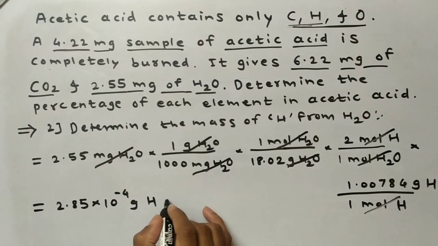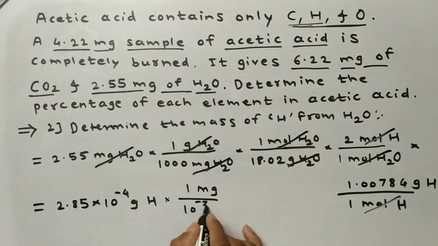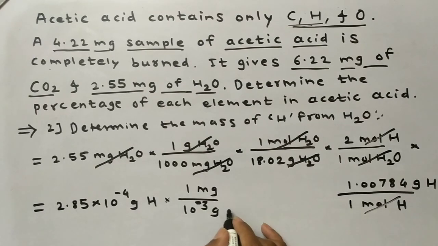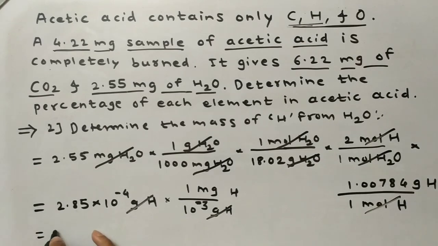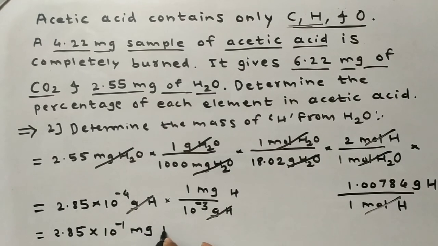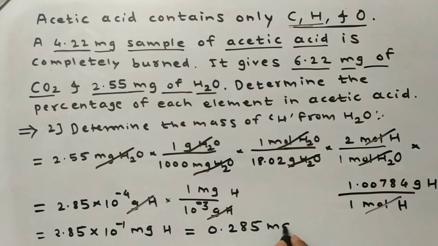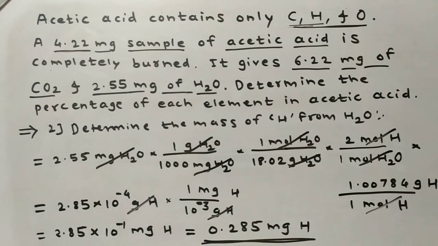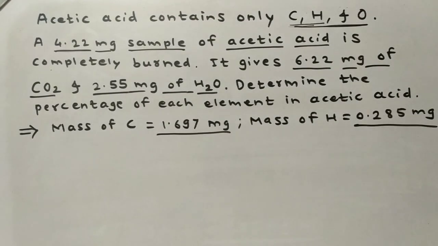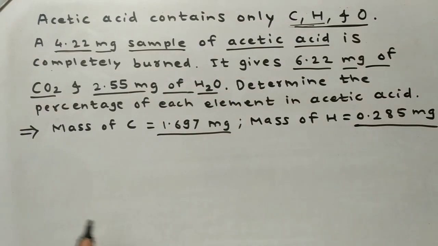Now again we'll convert this to milligrams. Here we know 1 milligram is 10 raised to minus 3 grams. So grams of hydrogen get cancelled. Now we'll get 2.85 times 10 raised to minus 1 milligram of H, that is nothing but 0.285 milligrams of hydrogen. So this is the mass of hydrogen. Now we have the mass of carbon as 1.697 milligrams and the mass of hydrogen as 0.285 milligrams.